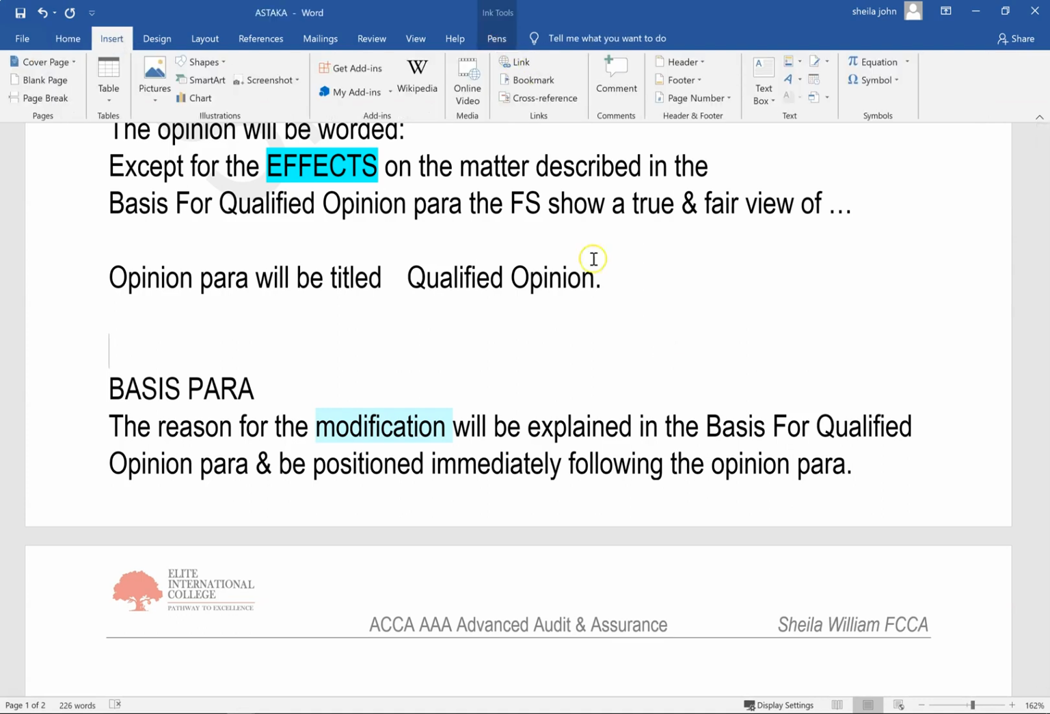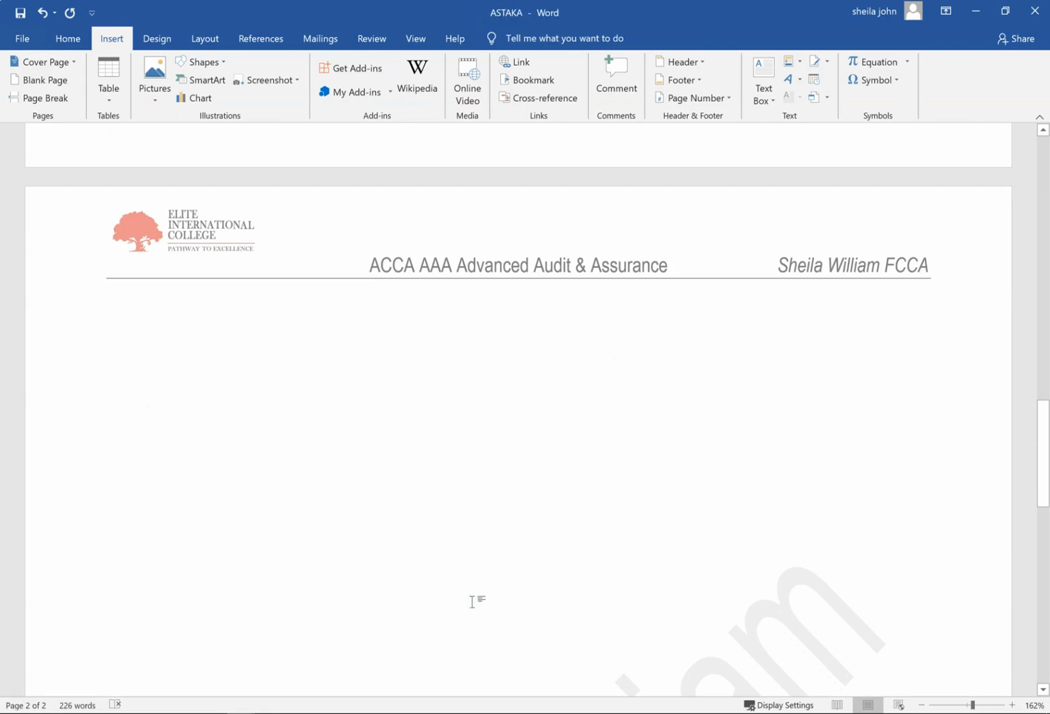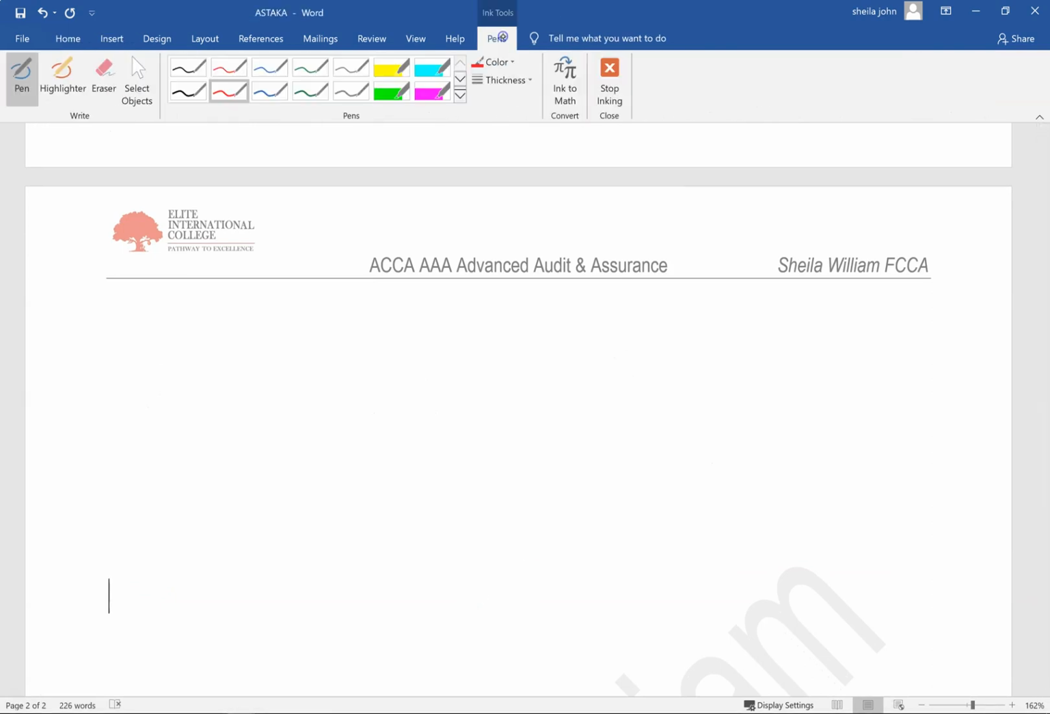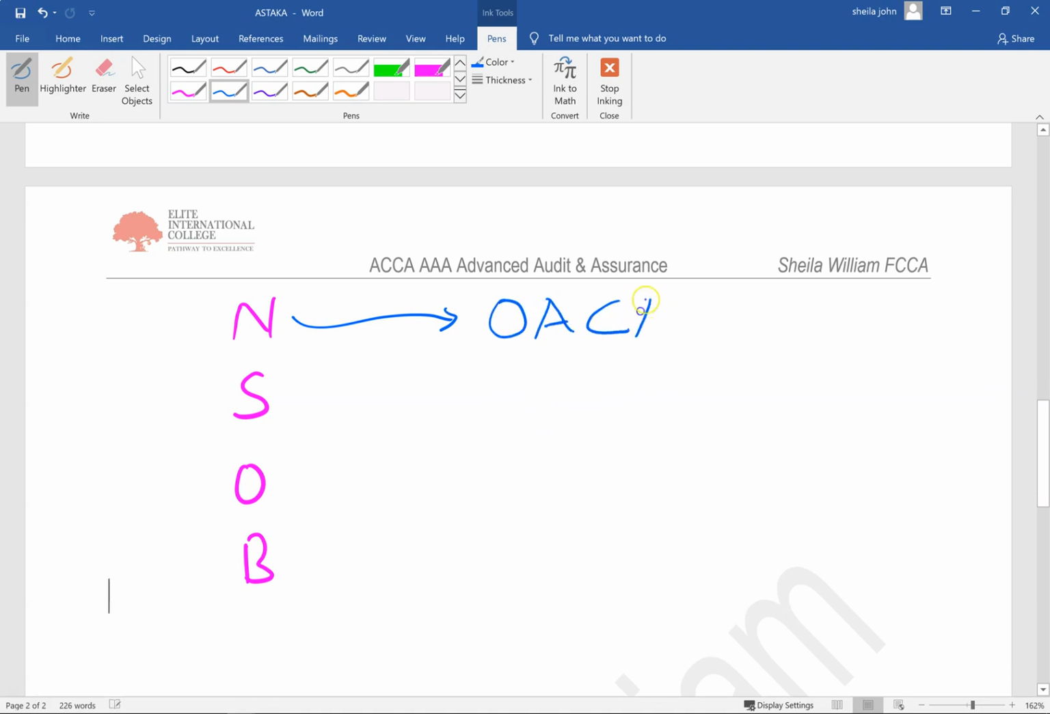So let's just revise that just a little quickly before we go. If you've got an impact on the audit opinion question, what are you going to do? You are going to follow N-S-O-B. And when you come to the end, the nature, what are you going to do? You're going to do the observation, accounting treatment, consequently, and the adjustment, and finally come up to the nature. Is it a misstatement or is it a limitation of scope?